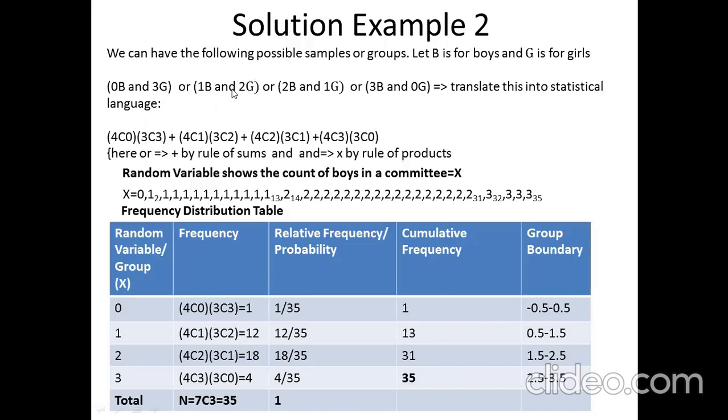Then again 'and' would be translated into multiply, and 2 girls from 3 girls can be selected in 3C2 ways. So 1b and 2g would be translated to 4C1 multiplied by 3C2. And again the 'or' would be translated to plus. Then 2b and 1g in a similar way would be translated as 4C2 multiplied by 3C1. And again 'or' would be translated to plus, and 3b and 0g would be translated to 4C3 multiplied by 3C0.